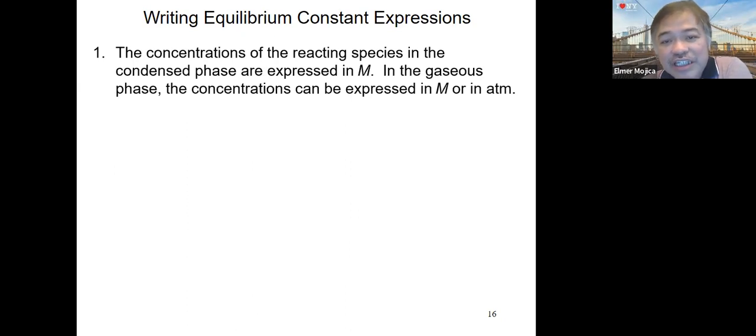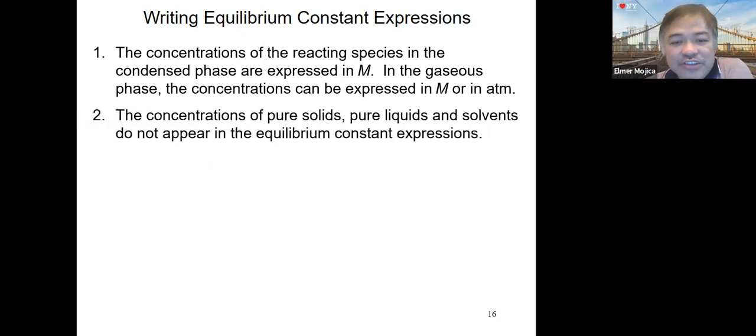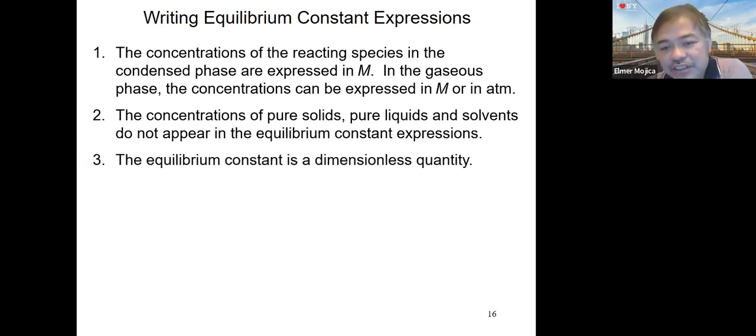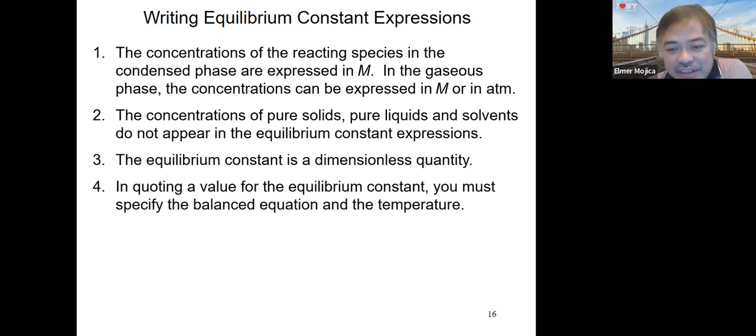So the concentration of the reacting species in the condensed phase are expressed in molarity. In the gaseous phase, the concentration can be expressed either in molarity or in atmosphere, so Kc or Kp. Now the concentration of pure solids, pure liquids, and solvent do not appear in the equilibrium constant expression. The equilibrium constant is dimensionless. It doesn't have any unit. And in quoting the value for the equilibrium constant, you must specify the balanced equation and the temperature.